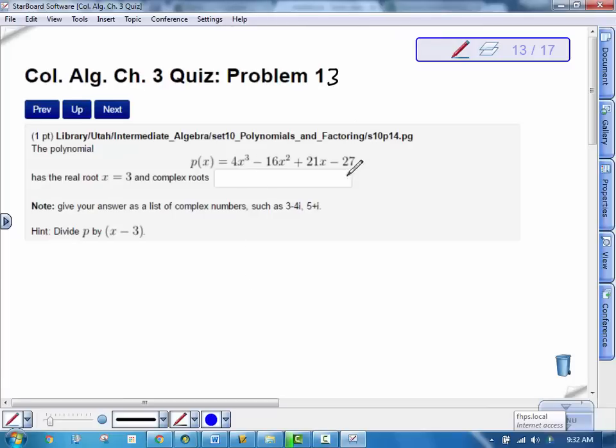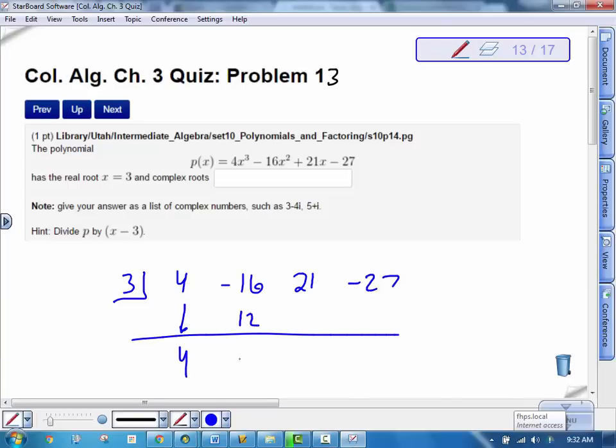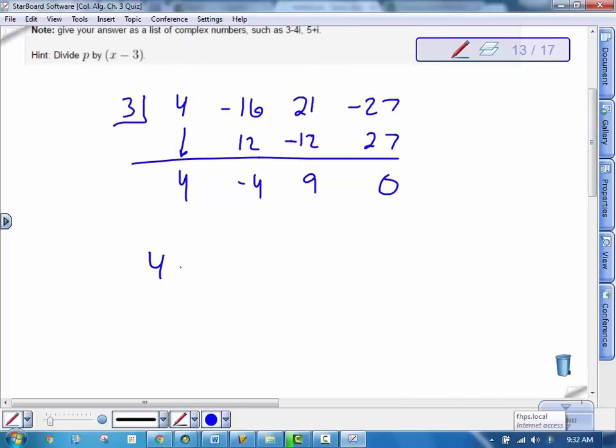Okay, the next problem gives us a cubic polynomial and it has a root at x equals 3. And then they want the complex roots. So if a root is at x equals 3, I can divide 3 in and find out what's left over. And we know there's going to be a quadratic left over in that case. So let's drop down the 4, multiply, add, multiply, add, multiply, and we get no remainder, which is good. And we have this quadratic, 4x squared plus negative 4x plus 9 equals 0.